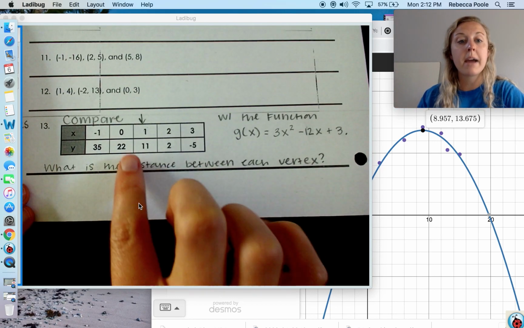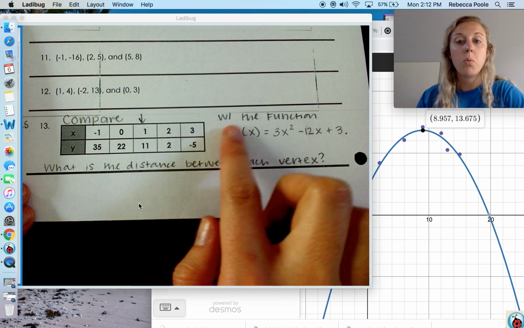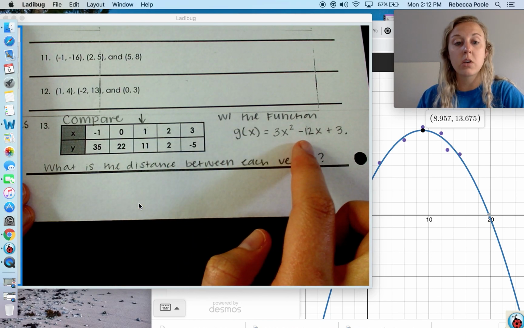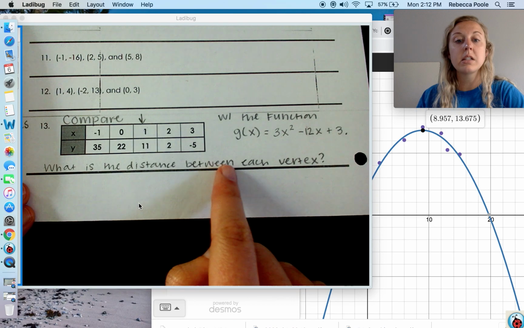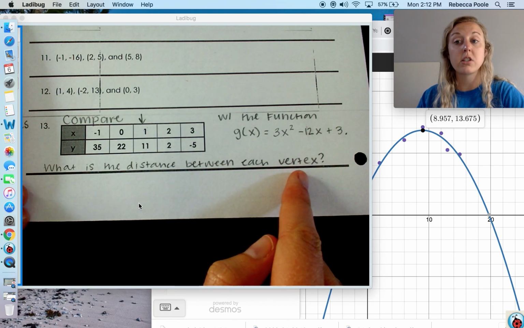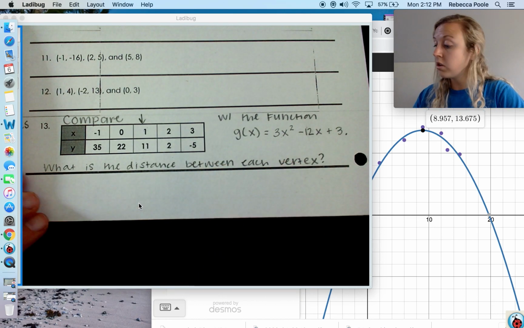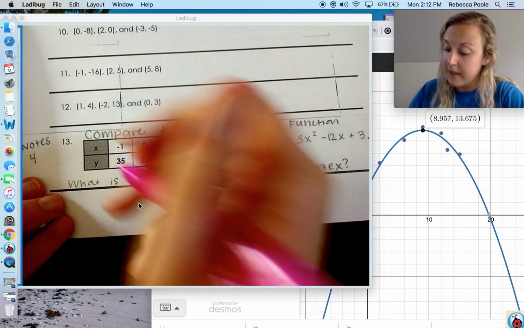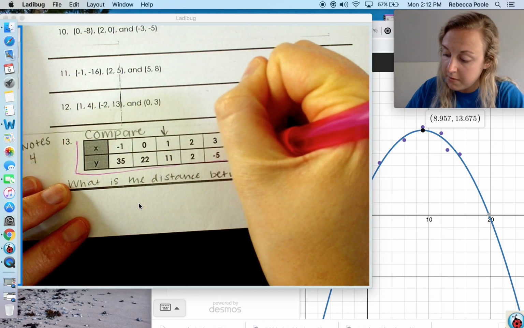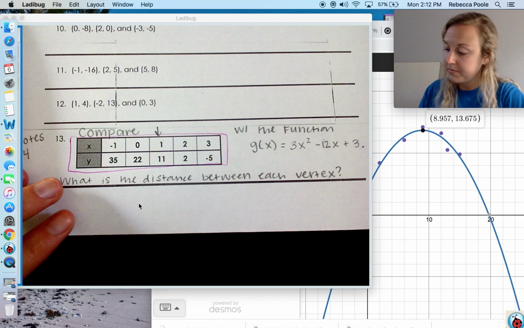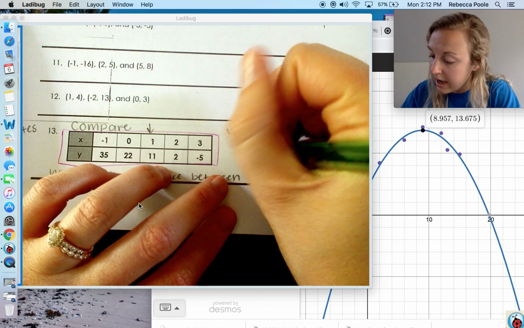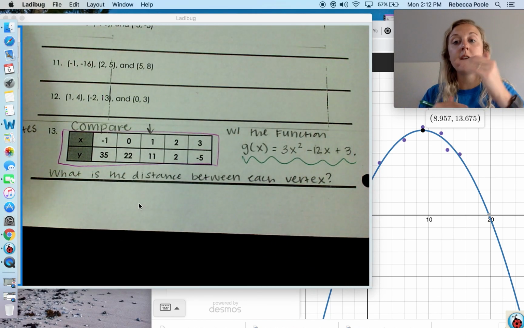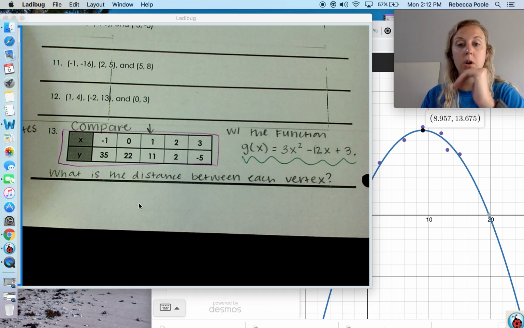All right, so last example, this one right here. It says compare this table with the function, and it gives us an equation. What is the distance between each of the vertices, or each vertex? So basically it wants me to find the vertex of the pink parabola and the vertex of the green one and then find the distance between the two, okay?